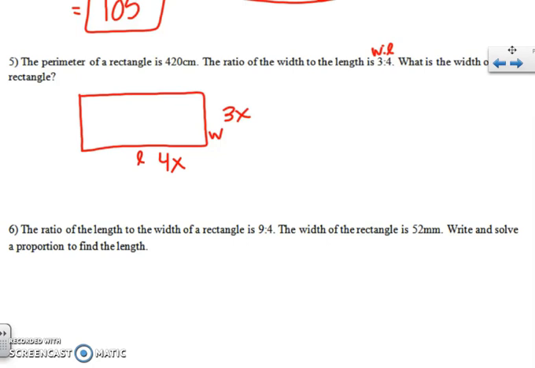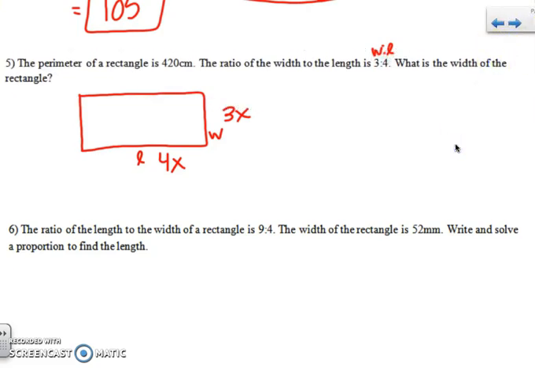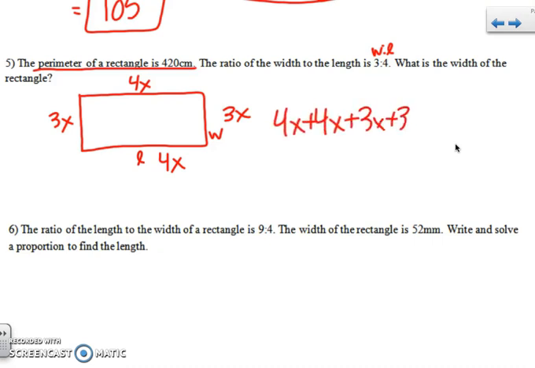Now what is the width? Can't see the question. What's the width of the rectangle? Okay, so I need to use my knowledge of opposite sides are equal to give that a 3x. This is a 4x. Perimeter at the outside. So I'd have 4x plus 4x plus 3x plus 3x equals 420. Again, you could just know in your head 8 plus 6 is 14. There. Divide that by 420, and you should get x equals 30.